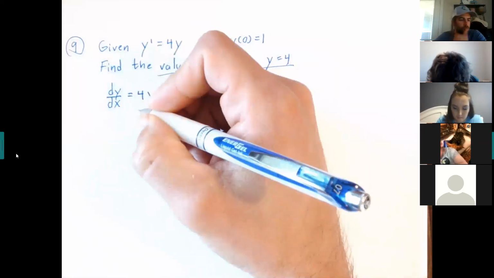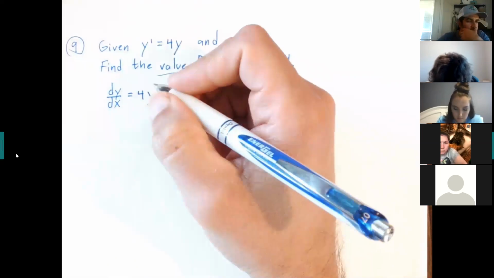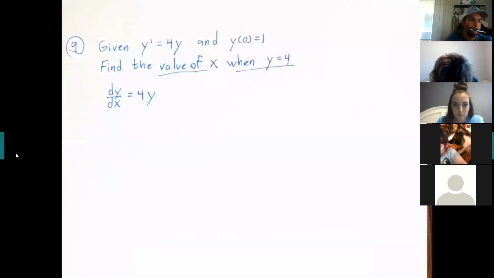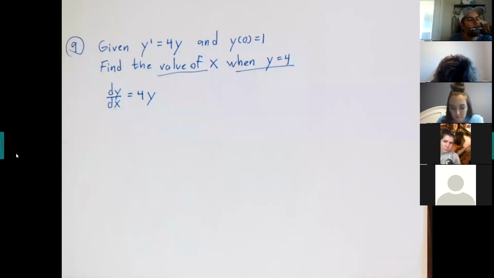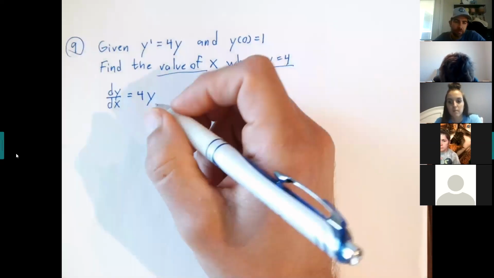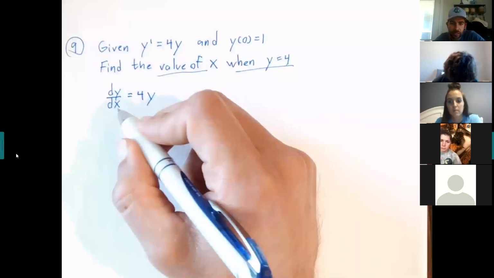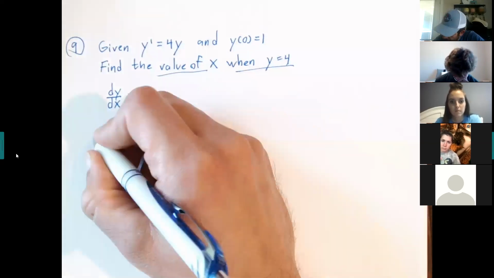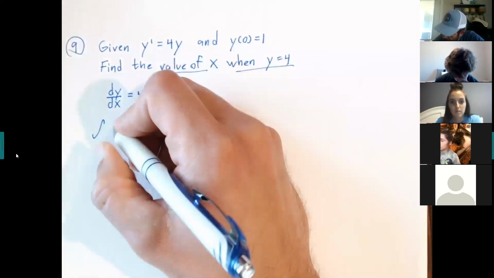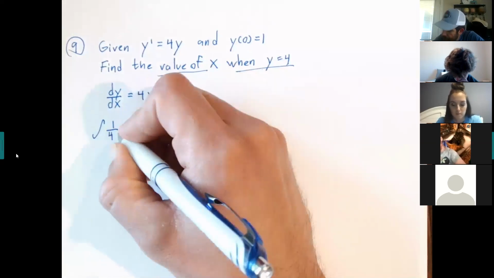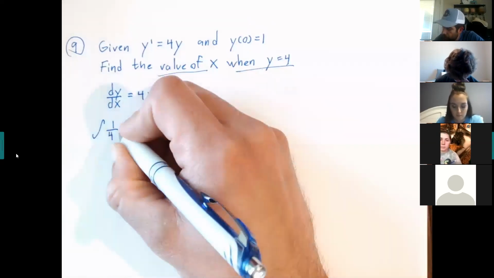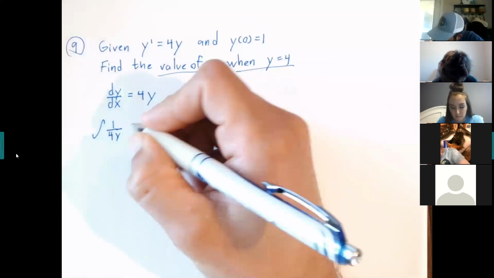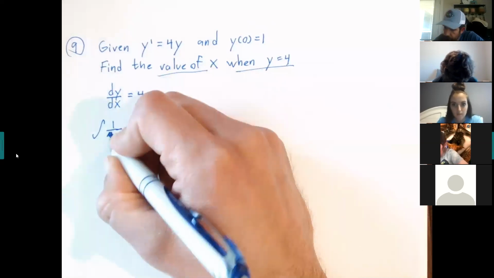Okay. Let's see if maybe I'm overthinking this. Hold on. No, that's right. Okay, so we're going to use the same method here. Now notice I'm going to multiply both sides times dx. I'm going to divide both sides by 4y. So hopefully you'll see what I'm doing here. I have 1 over 4y. You know what? I'm going to leave this 4 here.